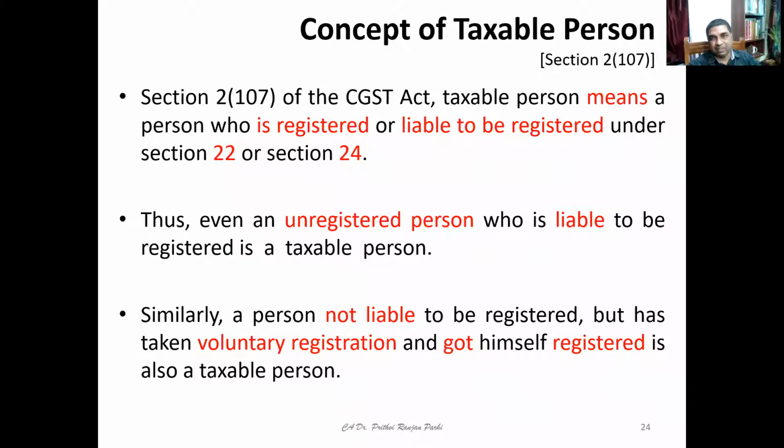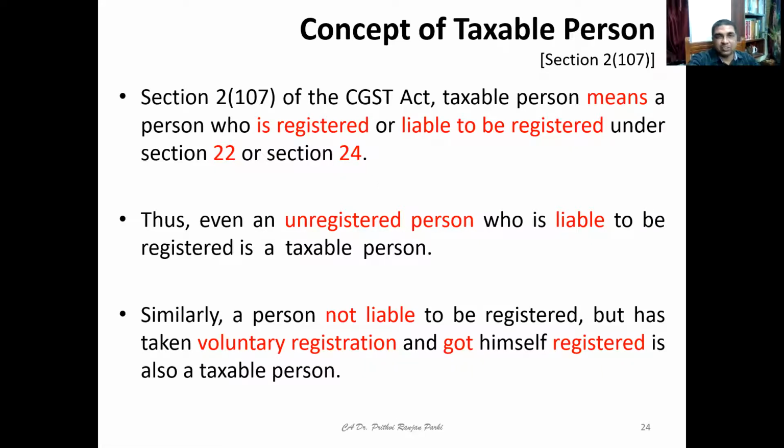For that, first, let me take you to section 2, clause 107, which talks about the concept of taxable person. And you know, taxable persons are liable for registration. First, we'll see who these taxable persons are. It means a person who is registered or liable to be registered under section 22 or section 24. These are two different sections which are relevant for us. What is section 22? What is section 24? We'll be learning.